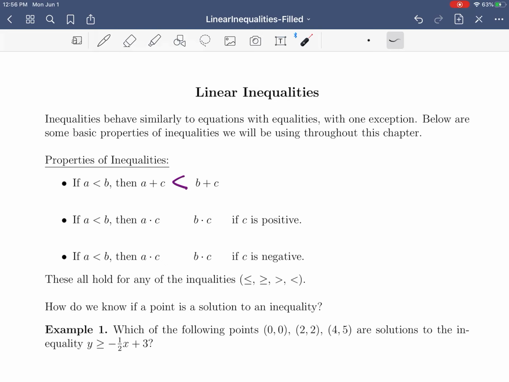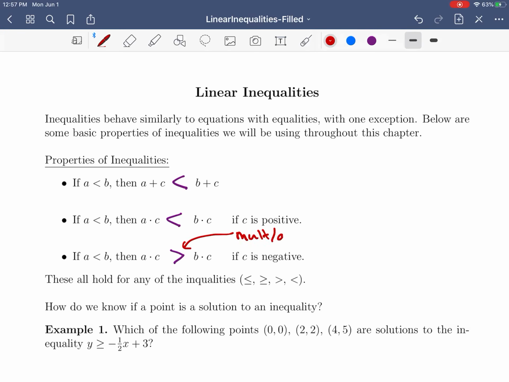So if you add or subtract the same number on both sides, just like with an equation, the inequality stays the same. Now, if you know that A is less than B and you multiply by C on both sides, and here you're multiplying by a positive number, then the inequality stays the same. So A times C is going to be less than B times C. So here's where the difference occurs. If you multiply, or divide for that matter, because it's like multiplying by 1 over the number, and the number that you're multiplying by is negative, you're going to flip the inequality.